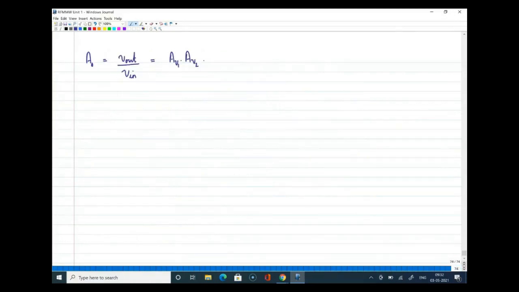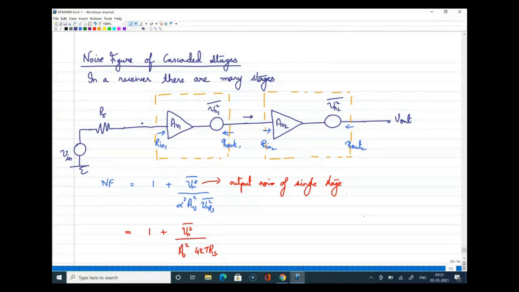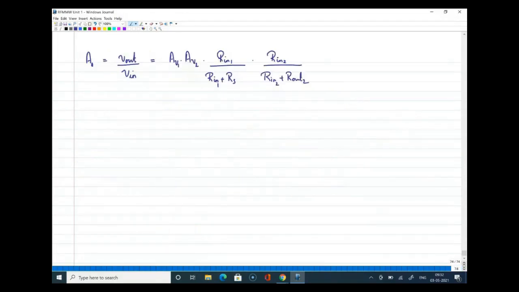So if I include both, I can write it as R in 1 divided by R in 1 plus RS is the attenuation at the input stage. Similarly, R in 2 divided by R in 2 plus R out 1 is the attenuation at the input of the second stage. I hope this is clear. So what we are doing is, I have just written the expression for noise figure in this form, 1 plus form. And from there, first I define what is A naught. A naught is a combination of gain and attenuation of the system. So that is written, that is complete.